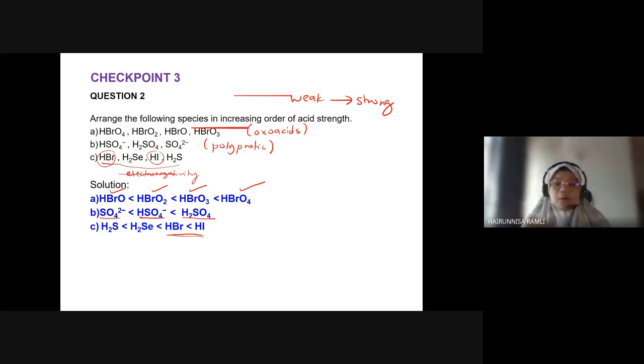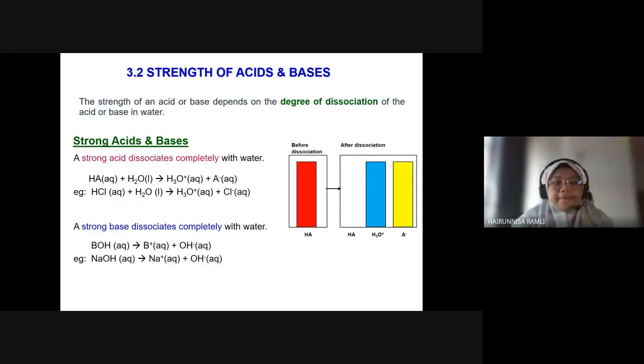So tadi apa, lagi bawah dia lagi apa, panjang kan, bond dia makin panjang. The longer the bond, the weaker the bond. Betul? Lagi long, lagi panjang, lagi weak. Lagi weak, lagi strong the acid. Okay, that's why dia paling tinggi. Okay, and then HBr. Lepas tu barulah kita followed by selenium and also sulfur sebab dia dah different group. Okay. So far boleh faham eh?